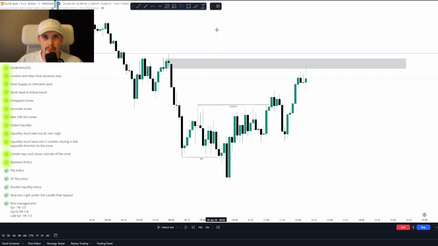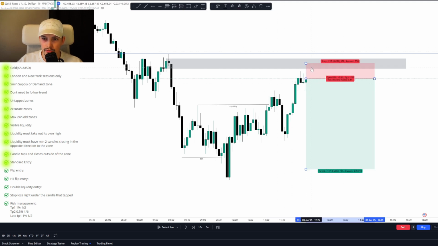The standard entry is pretty simple. You just enter at the close of the candle that taps the zone and put the stop loss right above like this. And then you target a 1 to 3 and a 1 to 6.